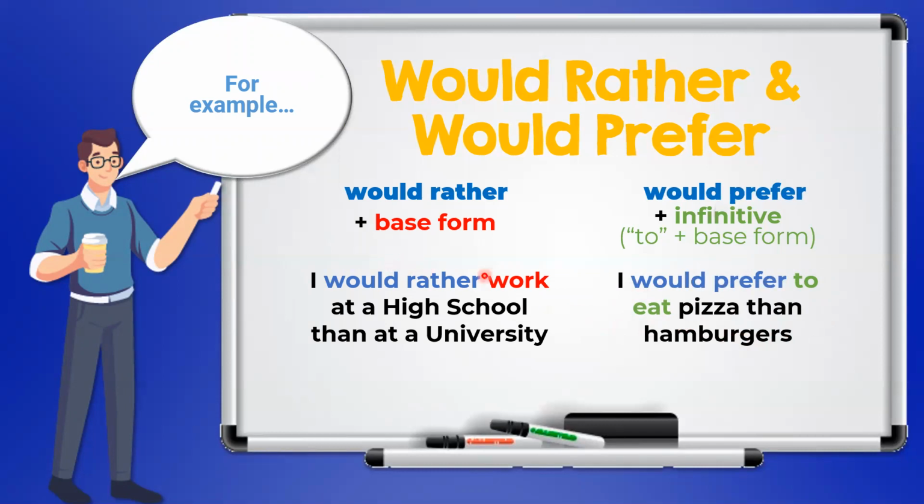With would rather, you just write the verb, would rather work. And with would prefer, you use to. Would prefer to, and the verb eat. Would prefer to eat.